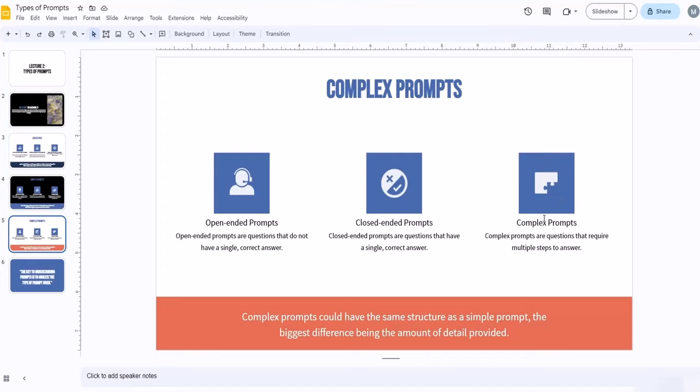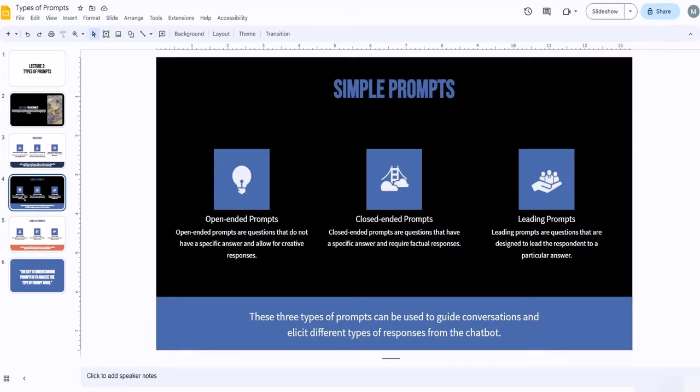And then there are complex prompts. These are really detailed, but you should avoid them. This might seem counterintuitive, but it's better to not get into them because they're worse than these two. These are the best two. In general, I always tend to recommend using only open-ended and complex prompts. That's it. You don't need anything else.